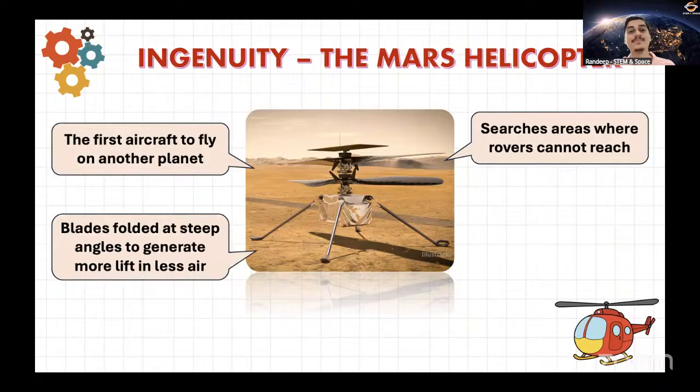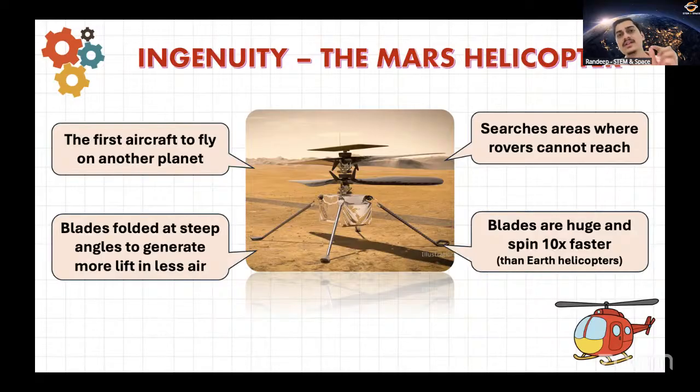How is it able to fly? Well, the blades are actually folded at very steep angles to generate more lift in less air. So instead of exactly horizontal blades, scientists have folded the blades at very steep angles. And that is why it is able to generate even more lift, even in the presence of that thin atmosphere. The blades, as I told, are much bigger compared to its body.